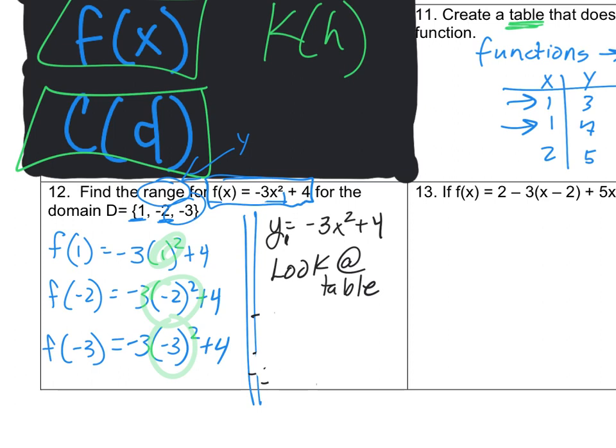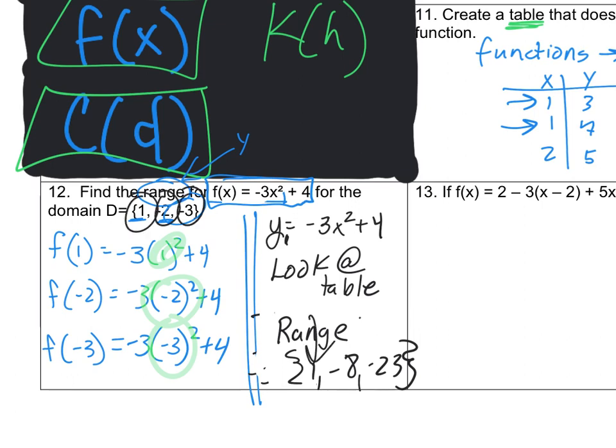And so my range is 1, -8, and -23. In other words, I put these x values in, and got these numbers out.